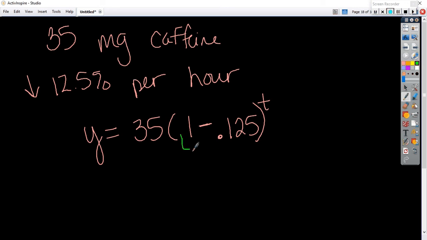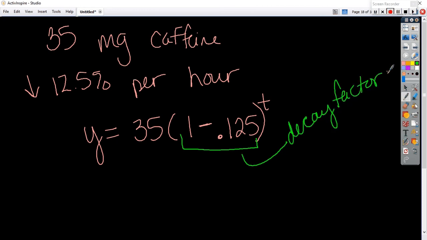What's in parentheses, in case they ask you, is called my decay factor, and it's what you get after you subtract. If I'm in growth, what do you think it'd be called? Growth factor. So my decay factor here would be 0.875.